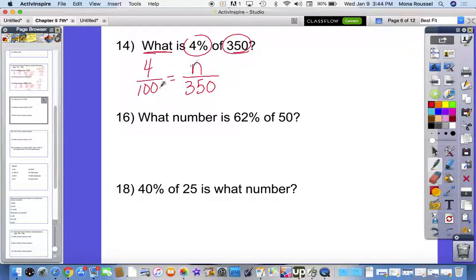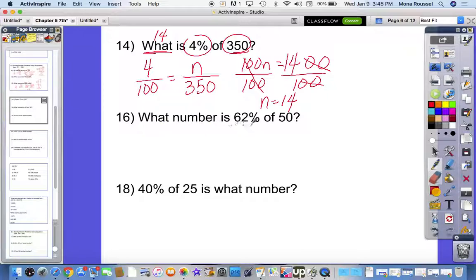So now we cross multiply. n times 100 is 100n. Then we multiply 4 times 350. So we divide both sides by 100. That cancels, and we have these zeros that can cancel out. 14 divided by 1 is 14. So in this case, n equals 14. And if we put 14 back in, 14 is 4% of 350.